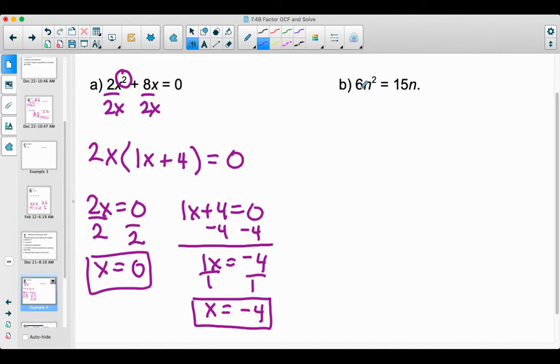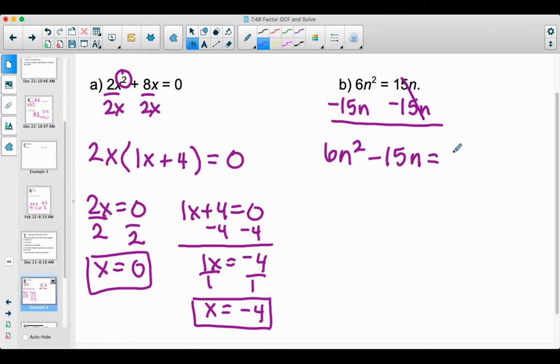So the problem with this one is it's not set equal to 0. I would always keep my exponent, the power of 2, to be positive. So that means I'm going to subtract 15n from both sides. But these are not like terms, like we had talked about at the beginning of chapter 7, since this has a 2, so I cannot combine them, so we're just going to write them in standard form. So we have 6n squared minus 15n equals, and then since that cancels out, that gives us 0. And now that it's equal to 0, we can move to steps 2, 3, and 4.